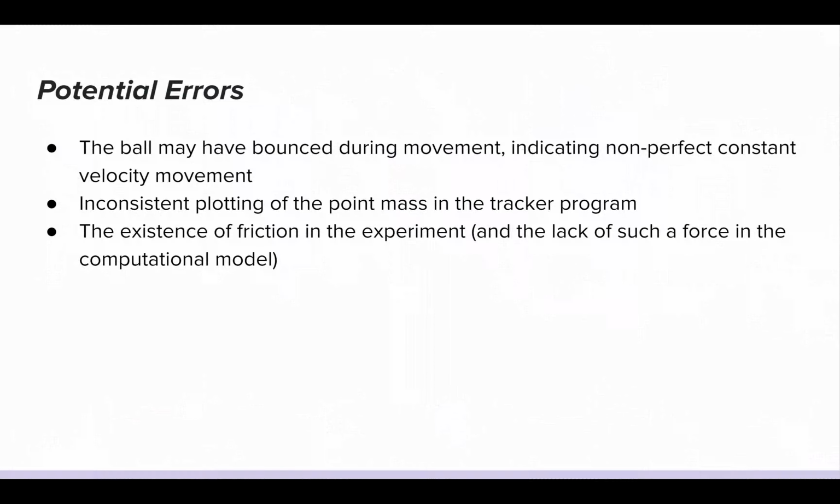Potential errors in this experiment were that the ball may have bounced during movement, indicating non-perfect constant velocity movement. Additionally, there may have been inconsistent plotting of the point mass in the Tracker program, and there was the existence of friction in the experiment and the lack of such a force in the computational model. All combined, these three potential errors could have altered the position graph as seen in the experiment.